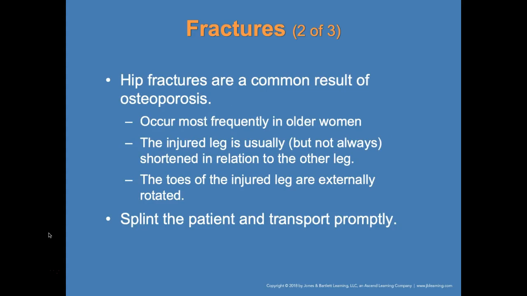So hip fractures are a common result of osteoporosis from falls. They occur most frequently in older women. The injured leg is usually, but not always, shortened in relation to the other leg, and the toes of that injured leg are externally rotated. We need to splint that leg in the position found, and then get them transported. Okay?